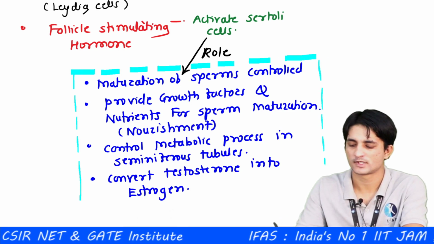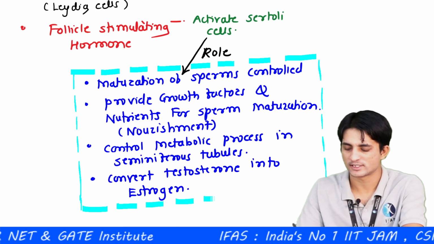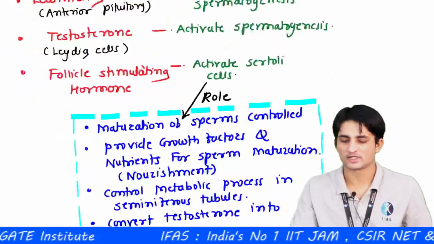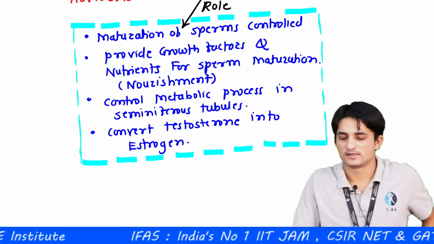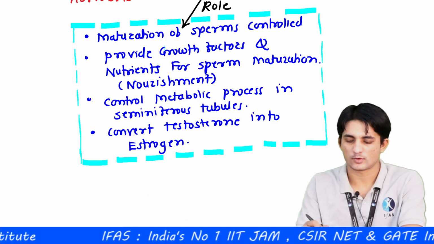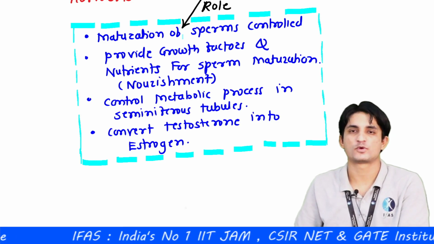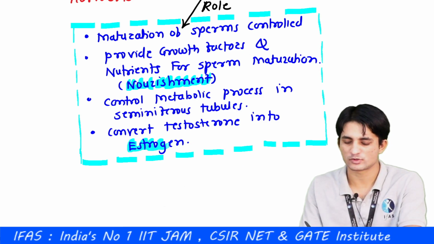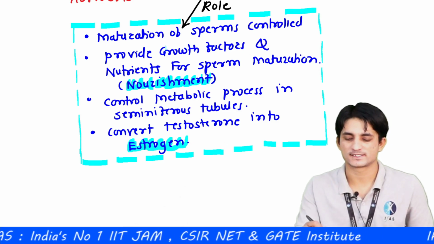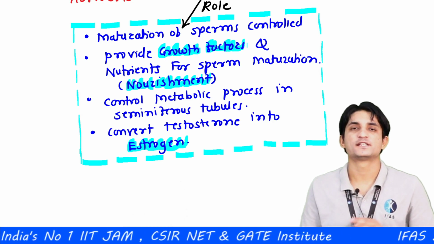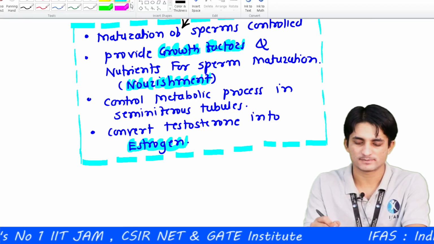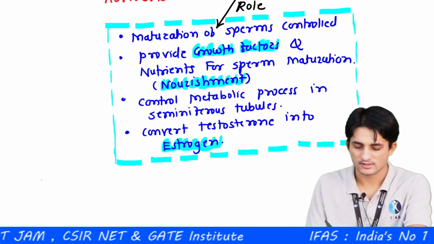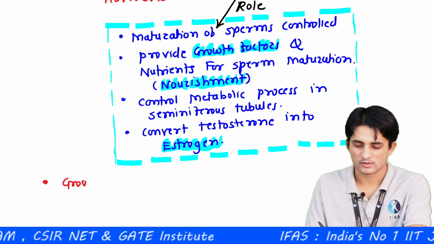So this is the complete role of the Sertoli cells. Major role is played by the Sertoli cells in the maturation of the sperm, that is, they regulate the process. They provide growth factors, provide nourishment, control metabolic process, and convert testosterone into estrogen, that is required for the spermatogenesis. Then the estrogen is converted by Sertoli cells, and then there is the role of the fourth, growth hormone.